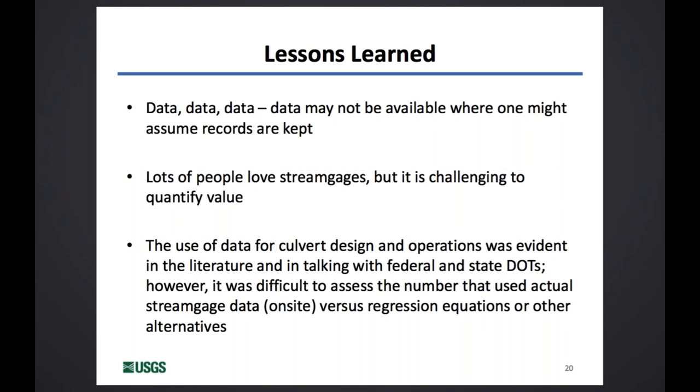So we did have some data. It has not yet been published, but it was anywhere from $10,000 a year avoided up to $1 million a year avoided at a single gauge station for a single culvert. So you can imagine extrapolating that to the whole U.S. It could be a very large number.